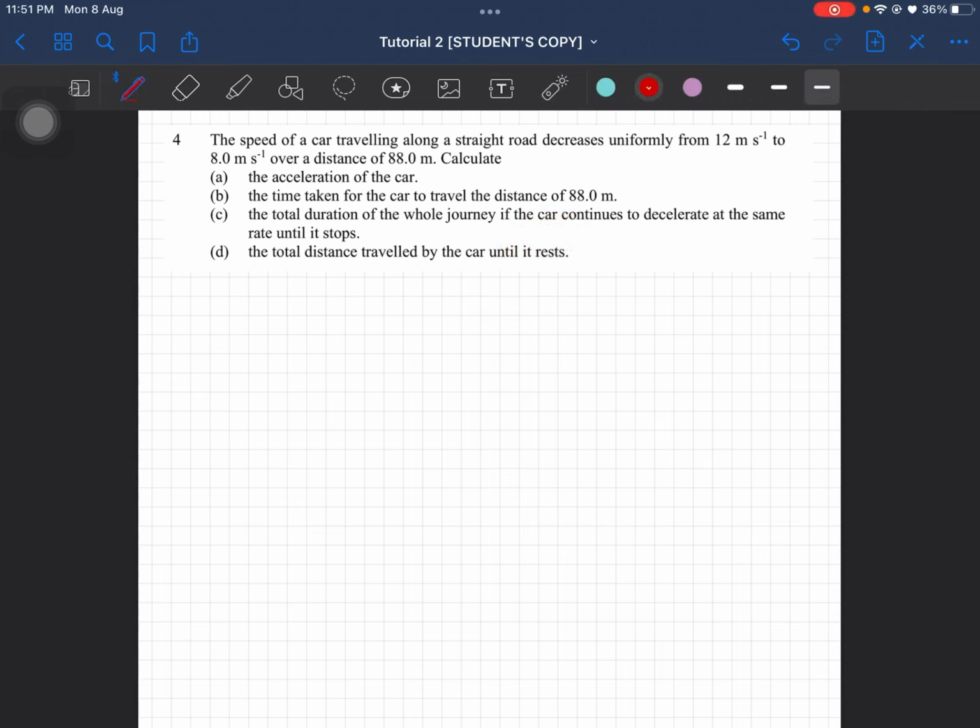Okay, so from the statement, what we can know is we have the distance, which we can let be s. For this part, we are going to use s because it should have direction. So s is 88 meter. You have the initial velocity, which is 12 meter per second, and the final velocity, which is 8 meter per second. So we have to calculate the acceleration of the car.